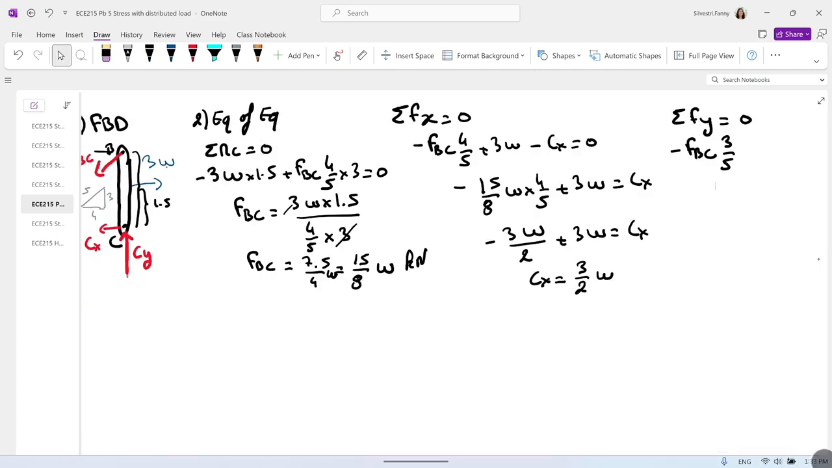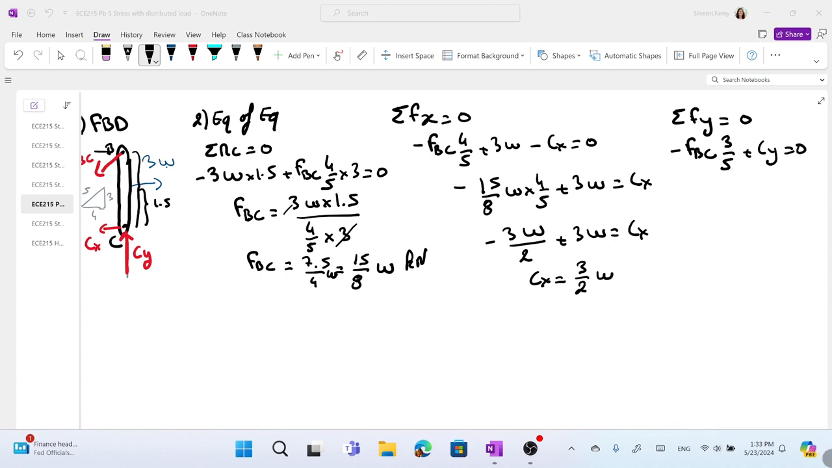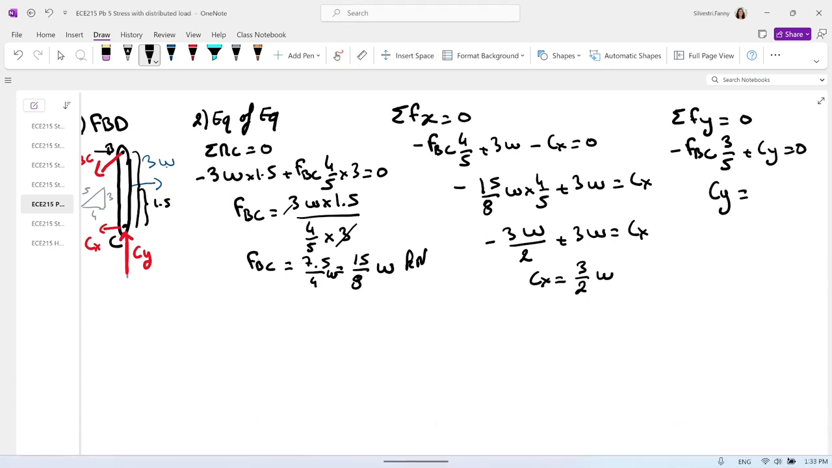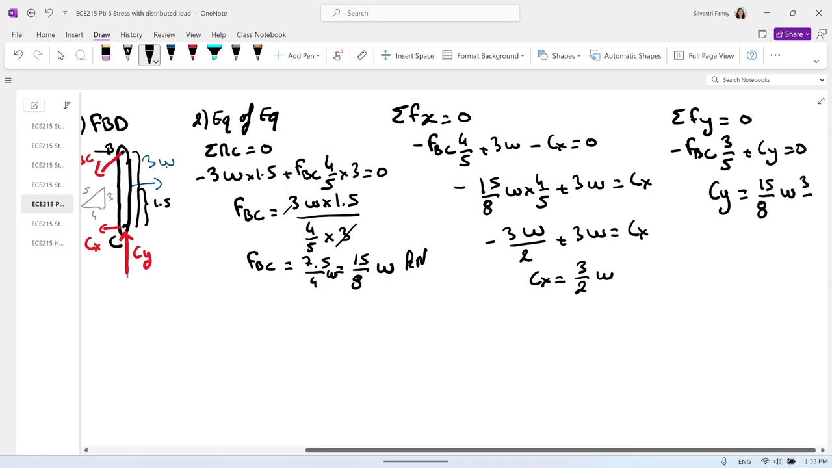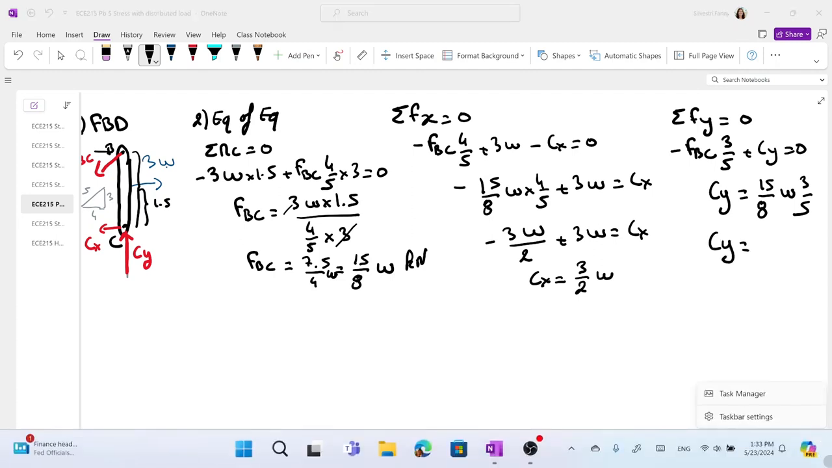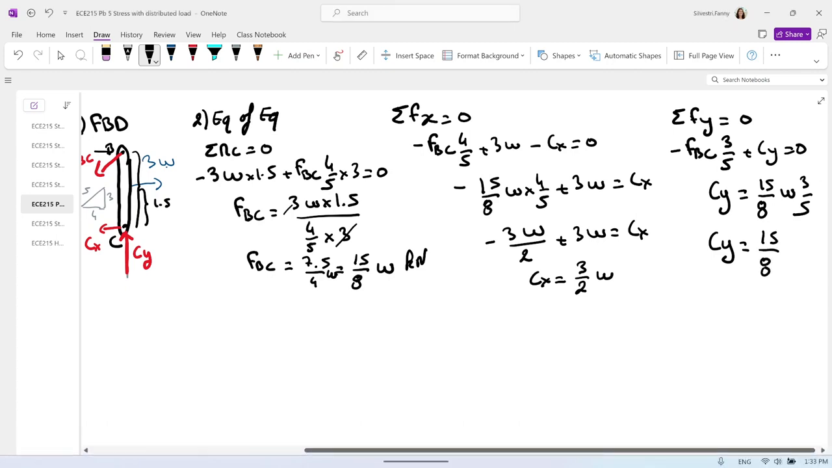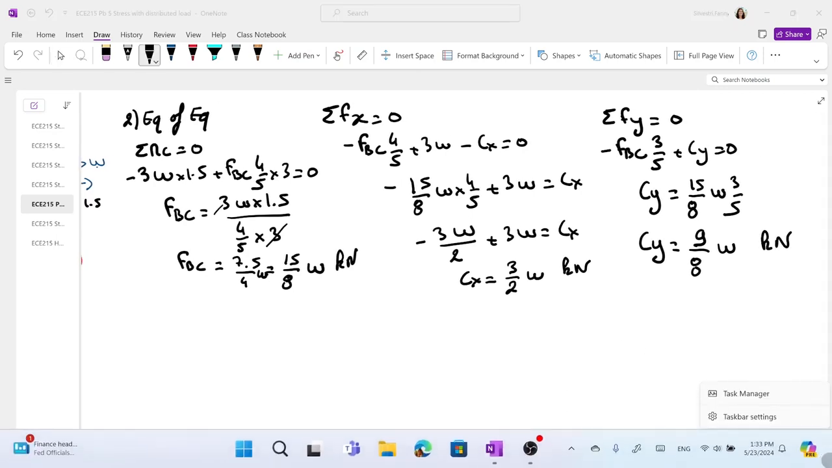And plus Cy equals 0. So we got Cy equal FBC. FBC, we found 15/8 W times 3 divided by 5. So Cy equal, the 15 divided by 5, that's 3. So 3 times 3, 9. 9/8 times W. And this is also kilonewton, etc.